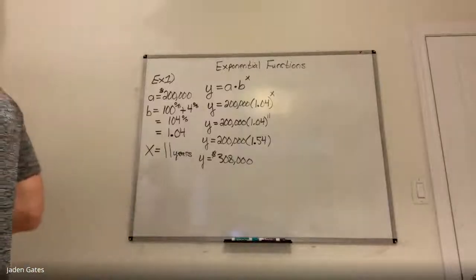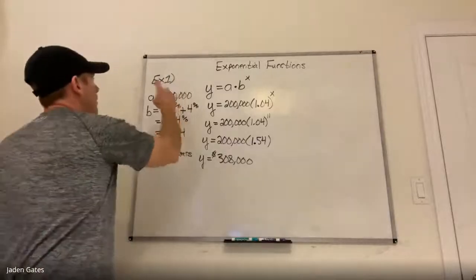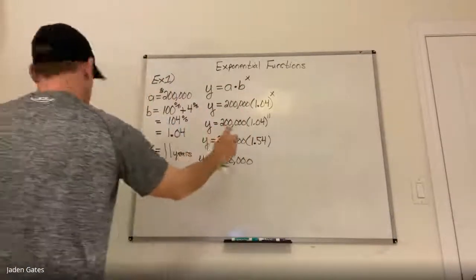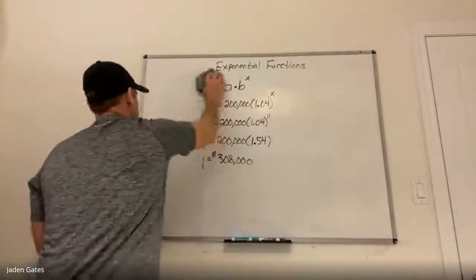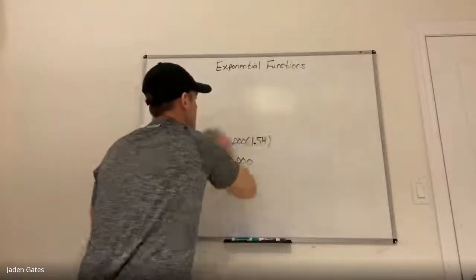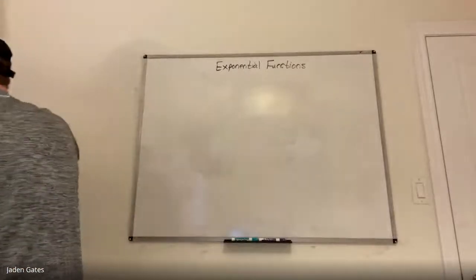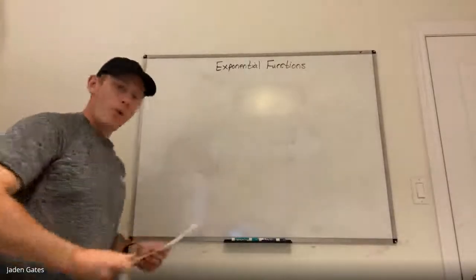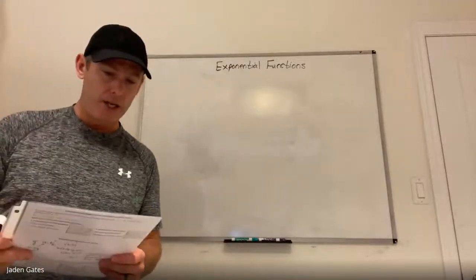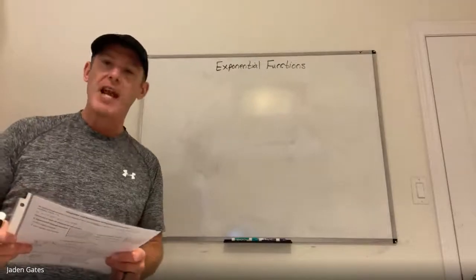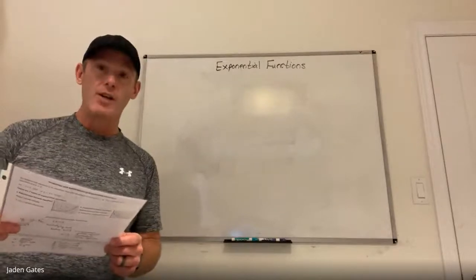All right, now I'm going to try another one of those. Example 2. All right, so example 2, all about an ant colony. It says an ant colony begins with 120 ants. And hopefully you've never had an ant colony in your house. It's nasty. But it increases at a rate of 18% per month. How many ants will there be 1 year later?